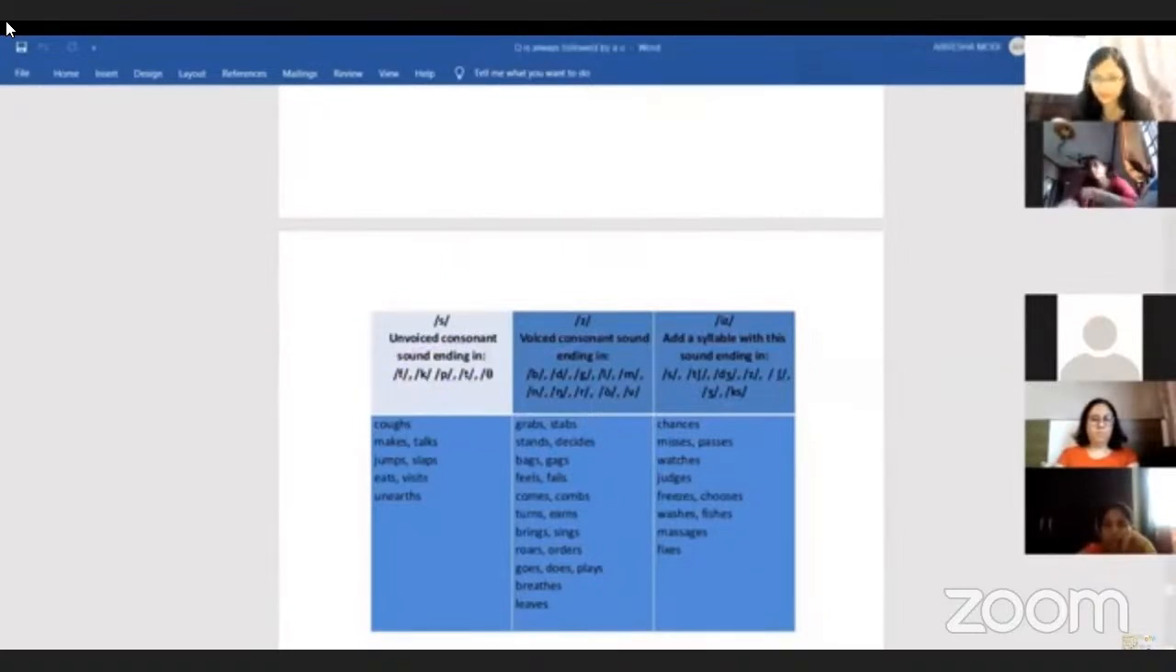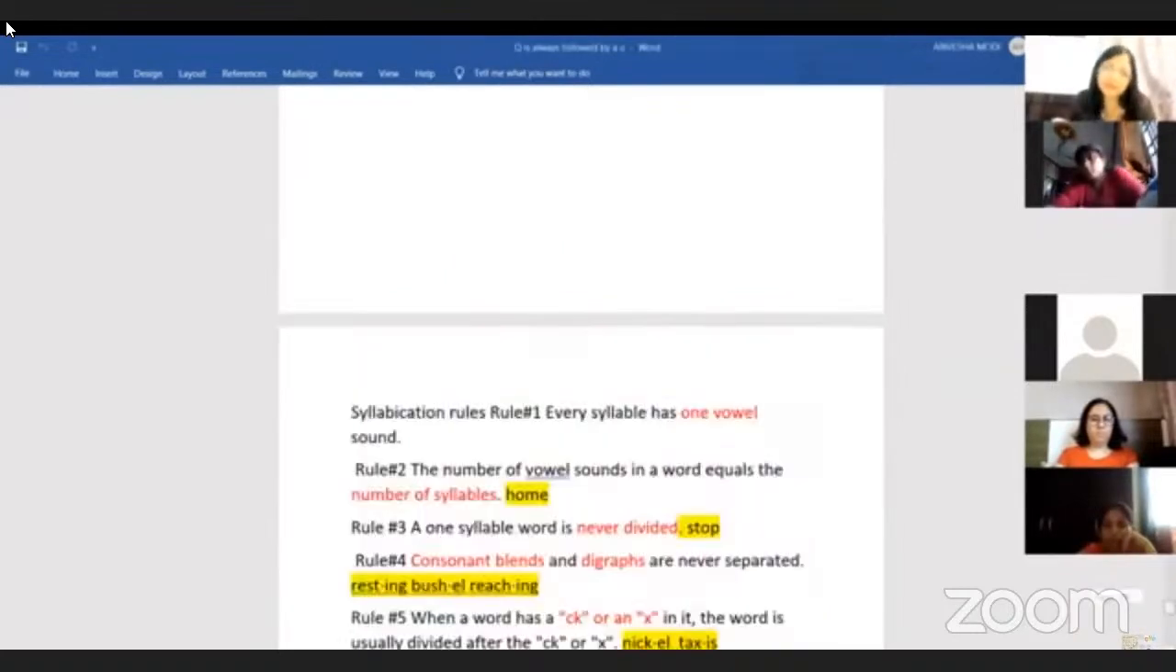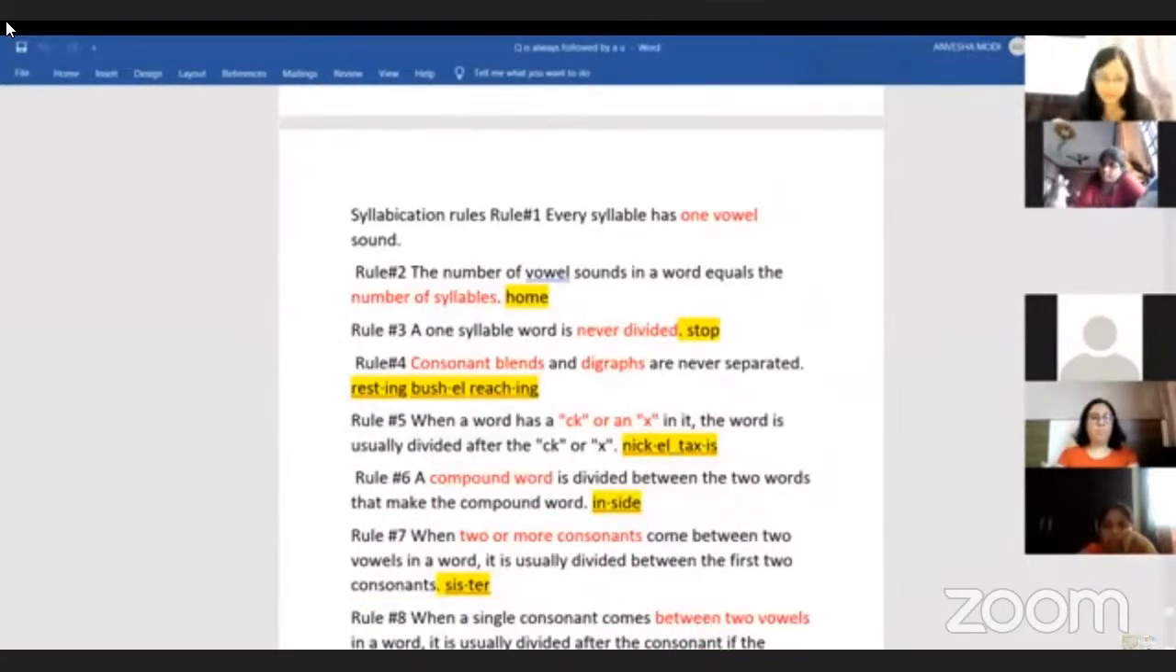And then we come to syllabication rules. Every syllable will have only one vowel sound. The number of vowel sounds in a word is equal to the number of syllables. So how many syllables are in the word home?